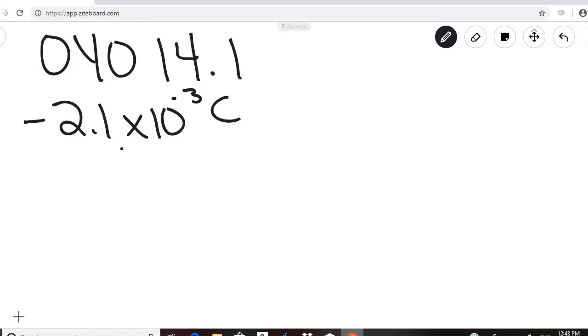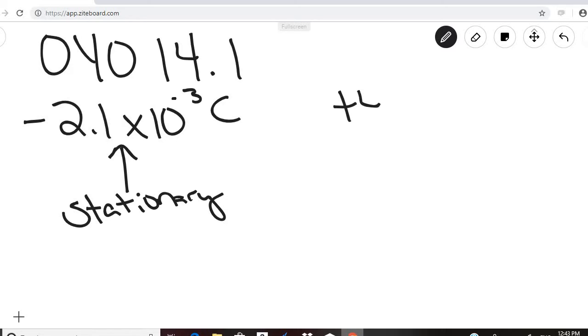And we're told that this cannot move. So this is our stationary charge. And then we have a positive 4.1 coulomb charge that is free to move. And these two charges are placed 61 centimeters or 0.61 meters apart. And we want to know what is the electric potential at that point.